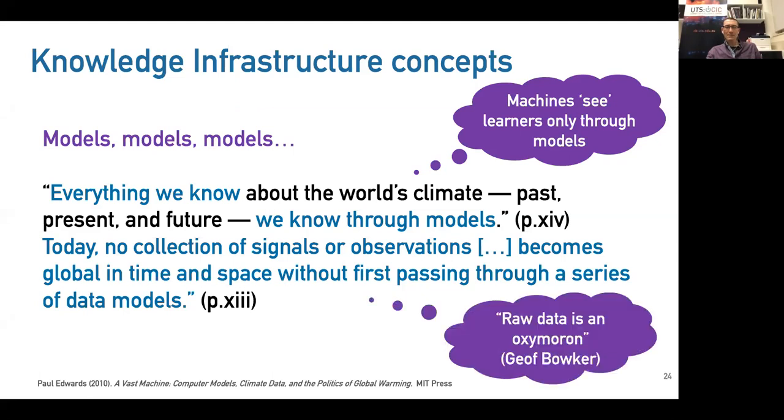And I also love this expression, this famous saying from Geoff Bowker: raw data is an oxymoron. There is no such thing as raw data. It has never been undesigned. Somebody has made decisions about what to collect and how to collect it.